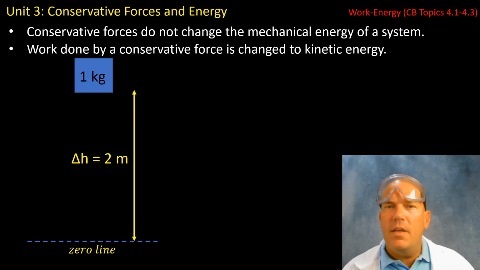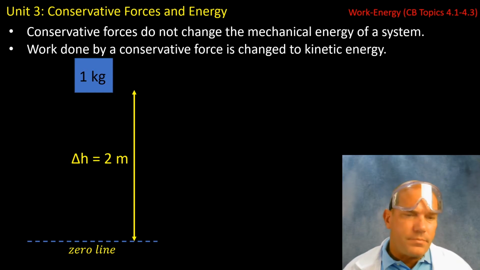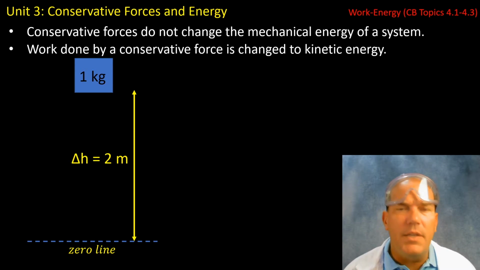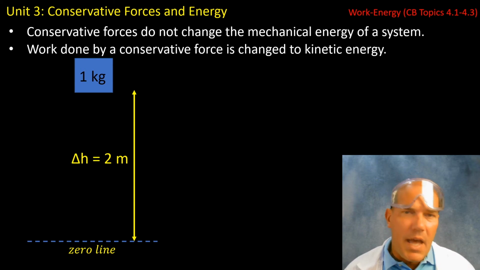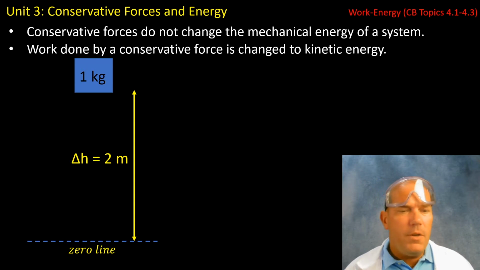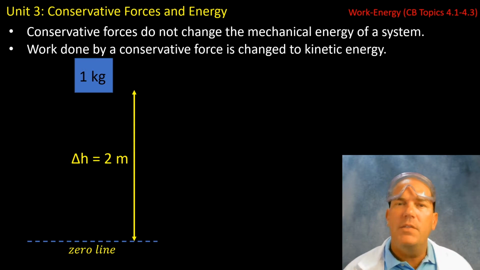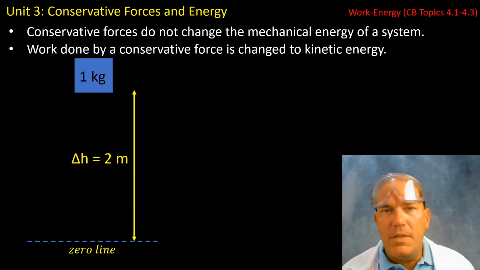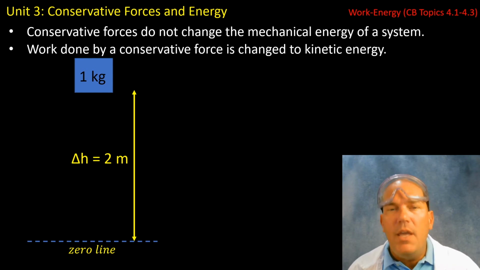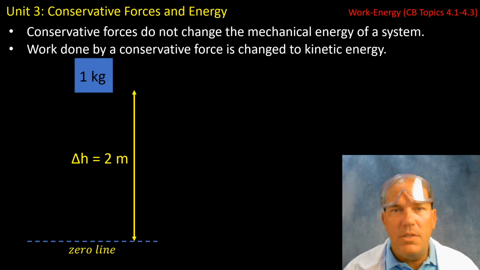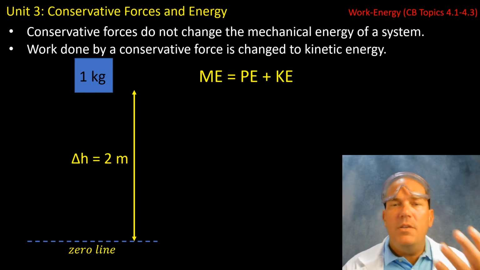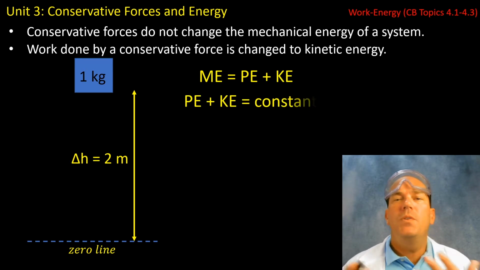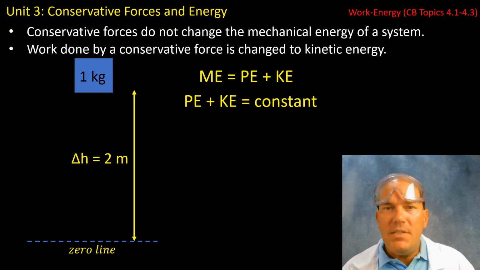So here we have an object that is 2 meters above a zero line. Now, this zero line that you see at the bottom of the screen, it is not the ground. It is an arbitrary line that I have chosen to place to teach you about how energy is converted from gravitational energy to kinetic energy. However, the total mechanical energy is conserved. So please keep that in mind. Mechanical energy, again, is equal to the sum, and these must stay constant.